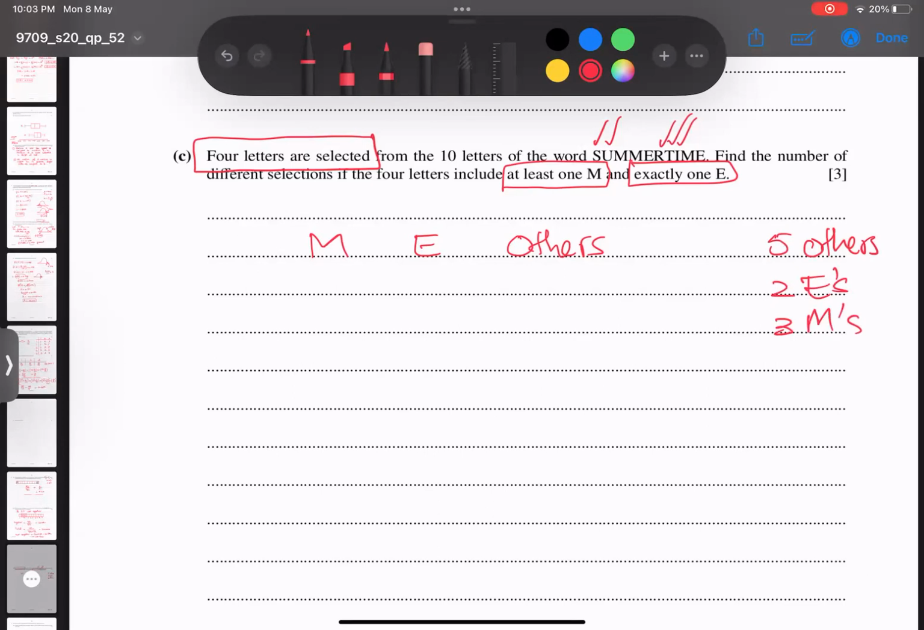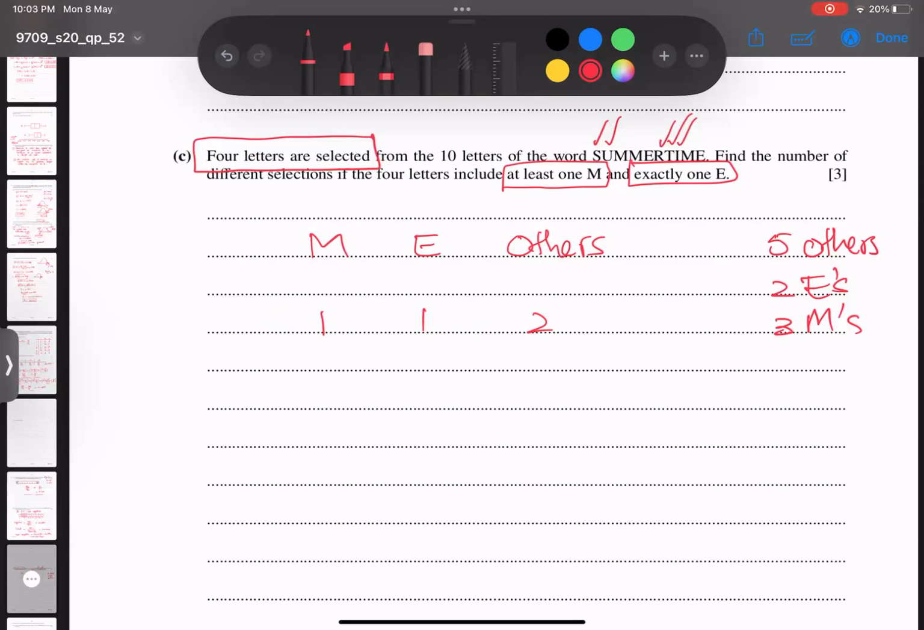So let's start. What are the options? We have to make it 4. So at least 1 M. I start from the lowest M, which is 1. And he said exactly 1 E, so it will not change. So 1 plus 1 is 2, and how much gives you 4? 2. So the others must be 2. Okay, this is one option.